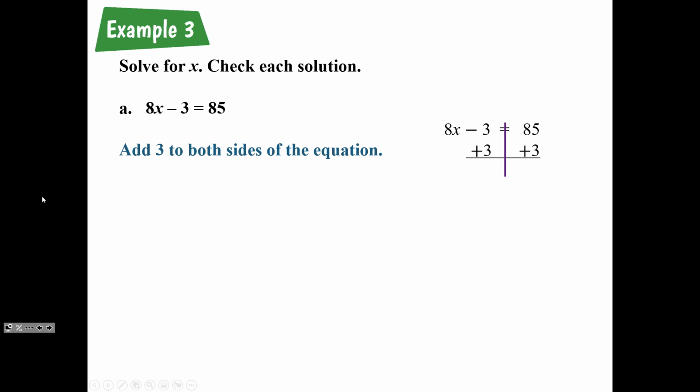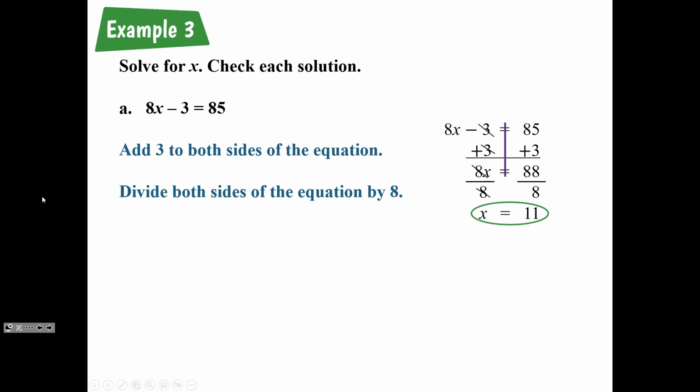When we add 3 to both sides, what happens? Well, the 3 cancels out on this side. We're left with just 8x, and then 85 plus 3 is 88. We have to divide to get x by itself. So when we divide each side by 8, we get x by itself on the left-hand side. 88 divided by 8 is 11, so our x is equal to 11.